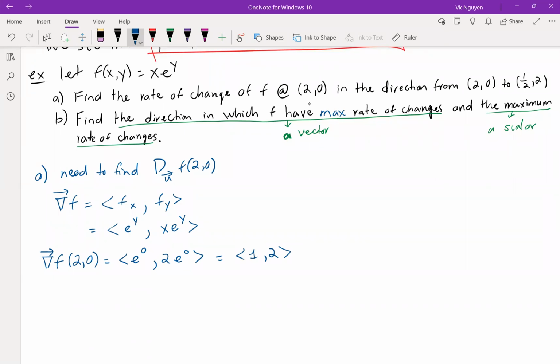Next step is that we're going to figure out the vector from (2, 0) to (1/2, 2). So I'm going to let that one be v. v is the vector. It's just one point minus the other point. You know, you can turn a point into a vector. (1/2, 2) minus (2, 0), and that will give us (-3/2, 2).